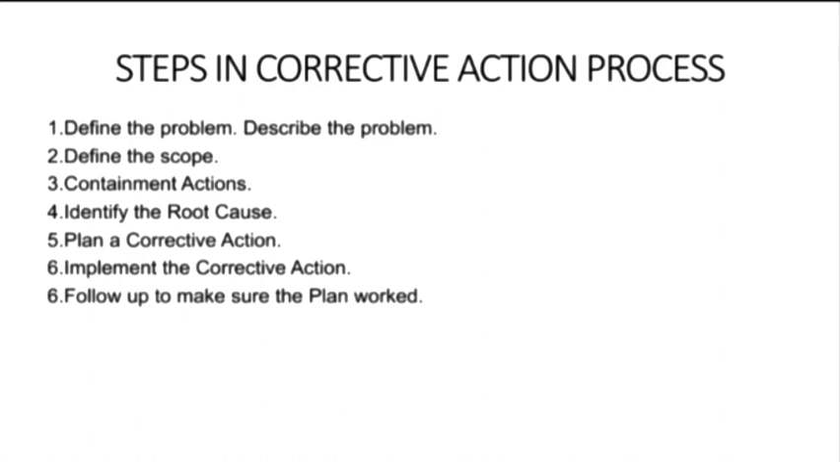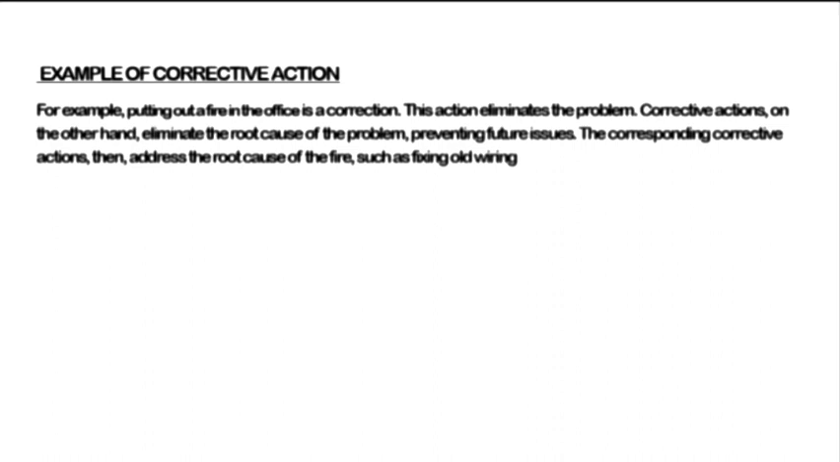Now let's look at the steps in the corrective action process. First is defining and describing the problem, then defining the scope, containment actions, identifying the root cause, planning a corrective action, implementing it, then following up to make sure the plan worked.